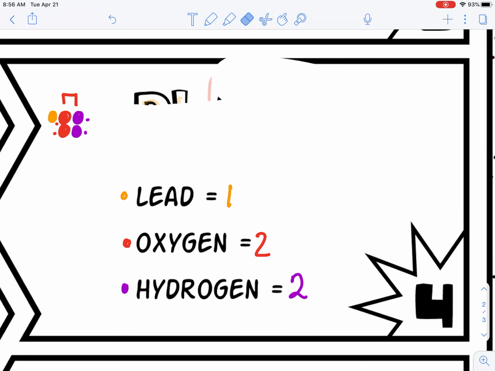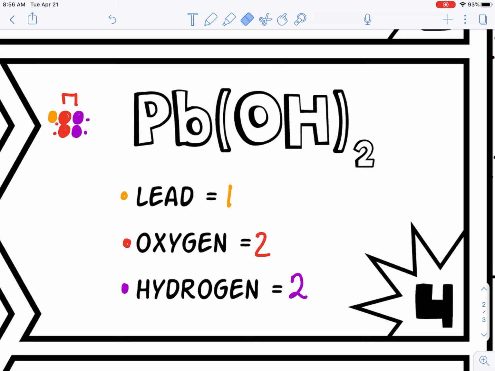If I wanted to do that without my pictures and just do it with the math, I could do the same thing. So lead, I have 1. Oxygen, I have 1 inside the parentheses times 2 outside the parentheses, which would give me 2. Hydrogen, I have 1 inside the parentheses times 2 outside the parentheses, and that will give me 2.